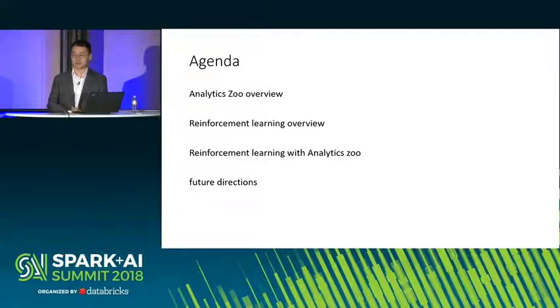This is the agenda for today. First, I will give an overview of Analytics Zoo, and then an overview of reinforcement learning. Then I will bring two examples. First is the DQN algorithm, and the second is distributed REINFORCE. And then I will talk about the future direction, the next steps for our project.